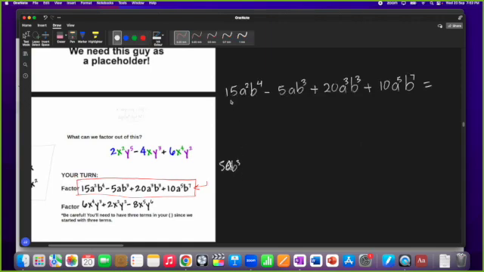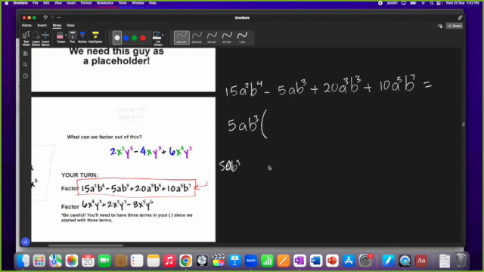All right. So let's check. All of them have 5. 5 is the lowest common factor. So I'll pull out the 5. All of them have A, and A to the power of 1 is the lowest power of A. All of them have B, and B cubed is the lowest power of B.